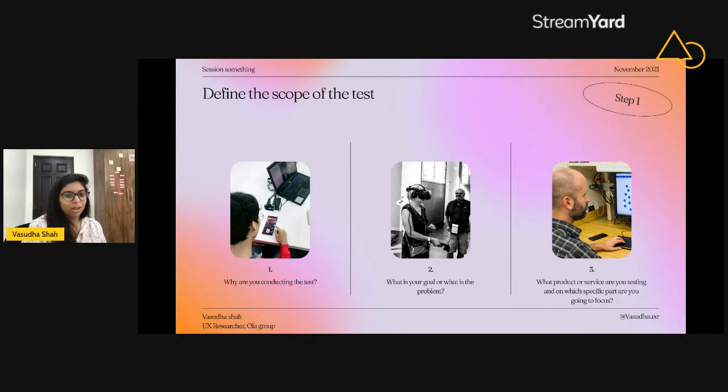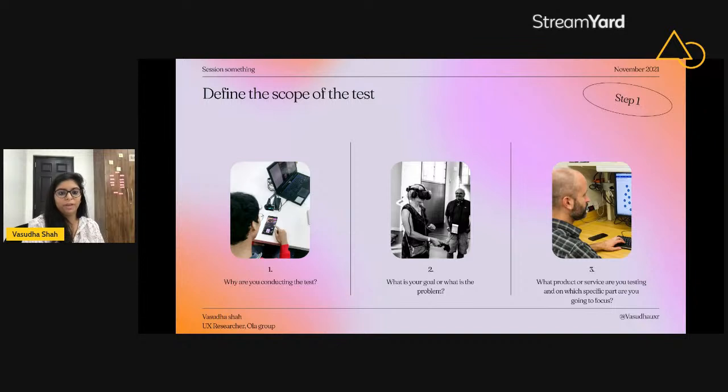Is there a need to conduct a test? Maybe we can use some other UX research methodology. That's the first thing you need to cover in order to understand why you're really conducting the test. Then you need to ask yourself what the goal or the problem is, and ask your stakeholders, of course. Try to clarify context and get metadata by asking them clarifying context questions and follow-up questions.